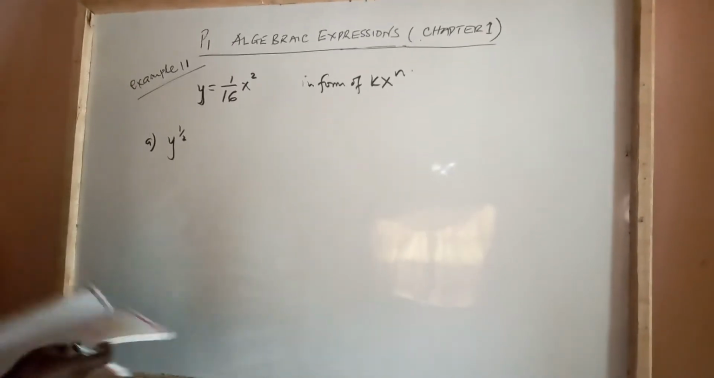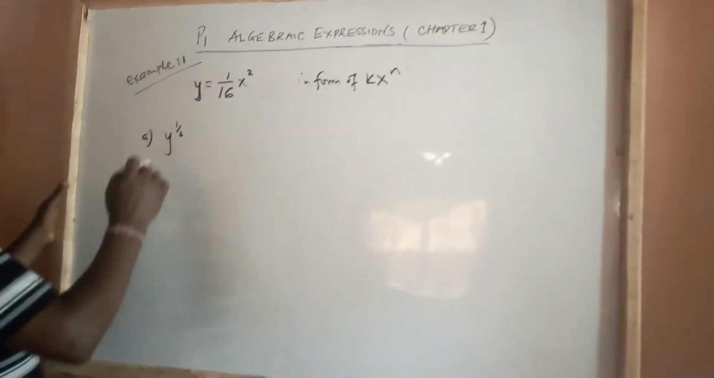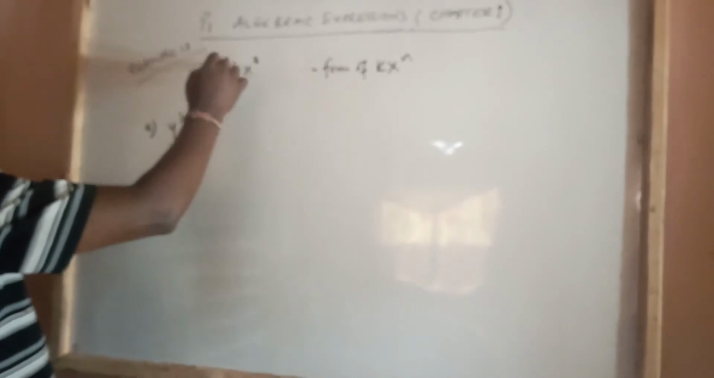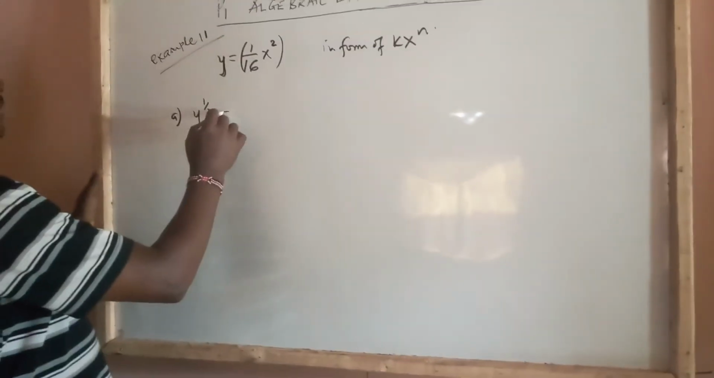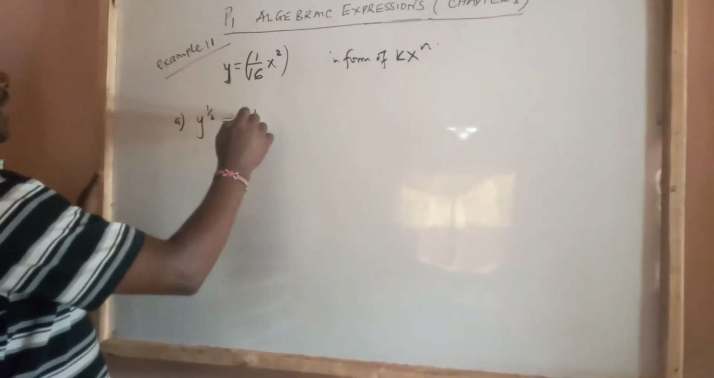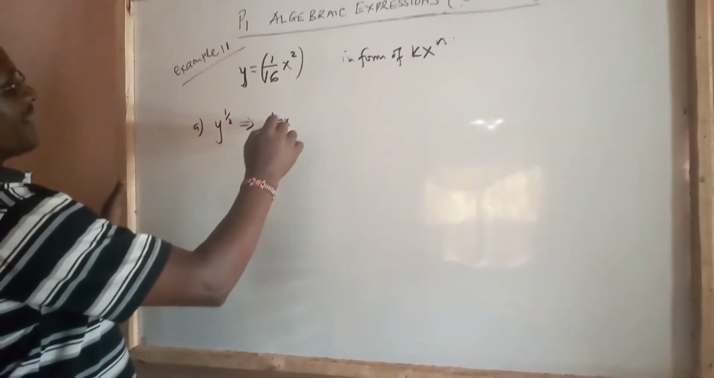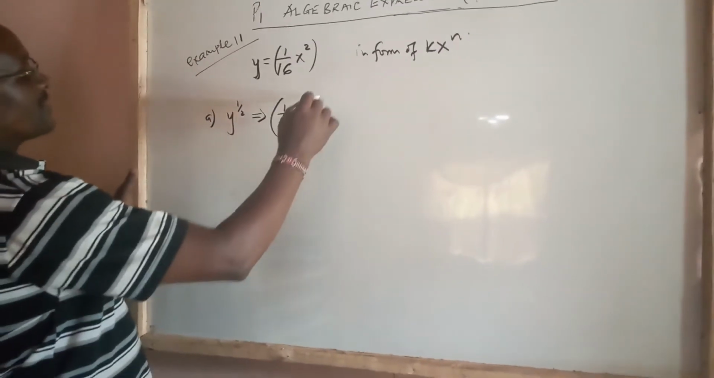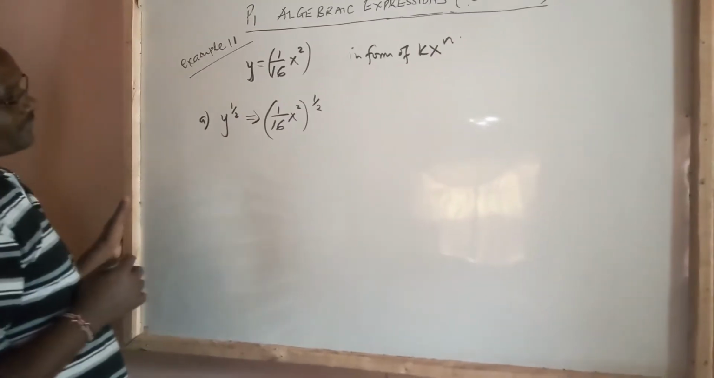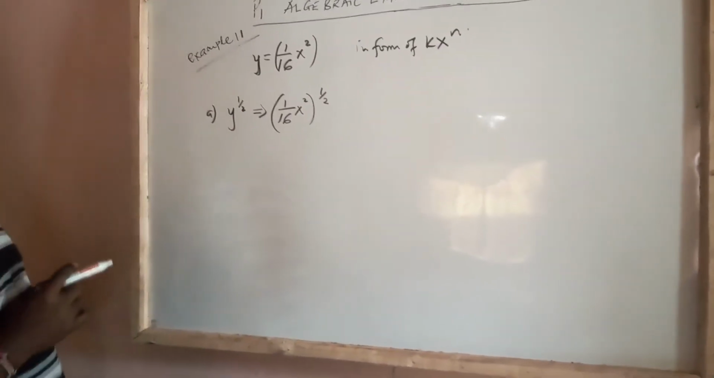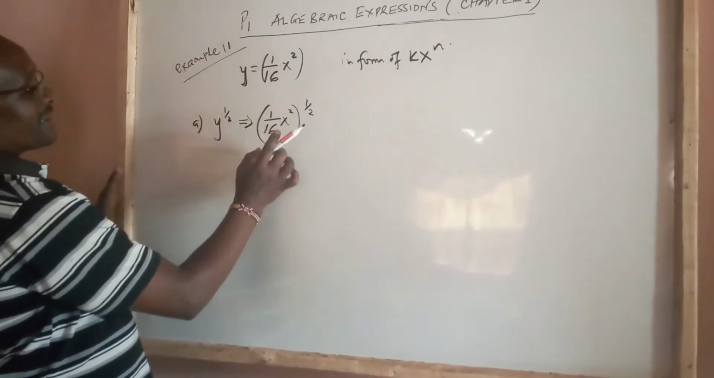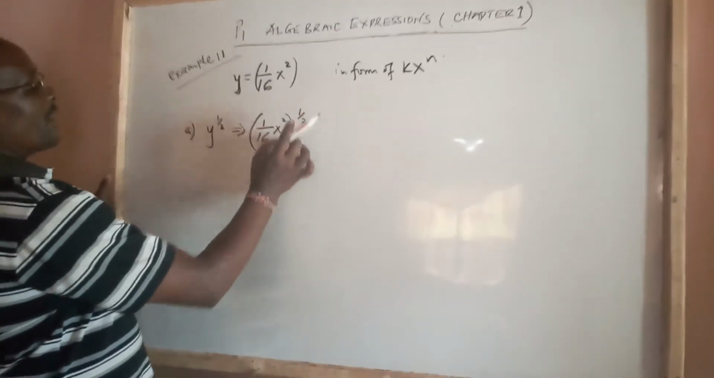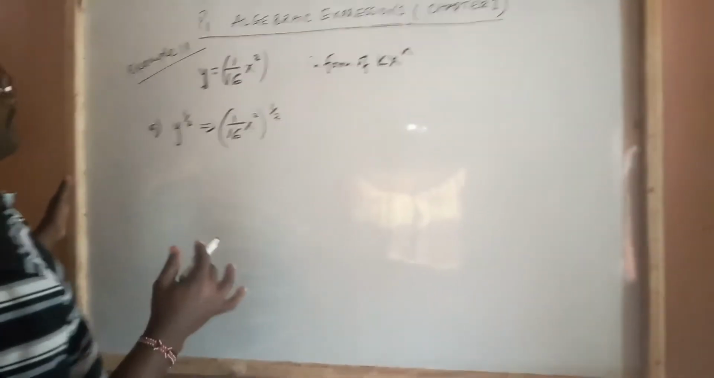And all we know is that y itself is 1 over 16x squared. So when y is raised to power a half, we are simply saying it is 1 over 16x squared raised to power a half. And in this setup, we have the number part and we have the unknown part. So we need to separate the two.